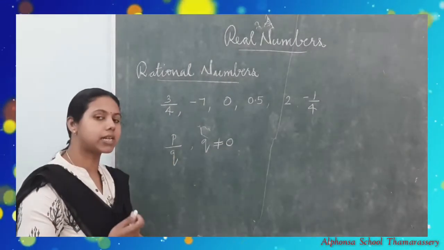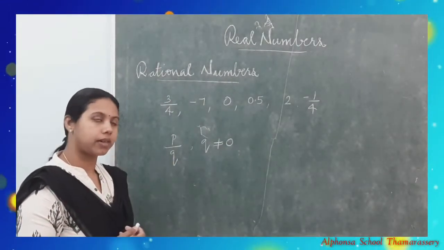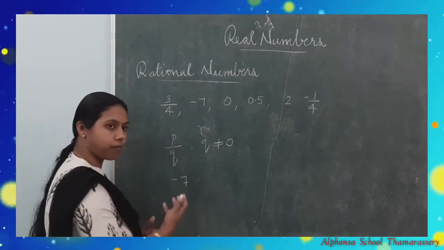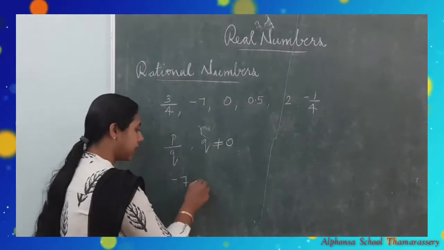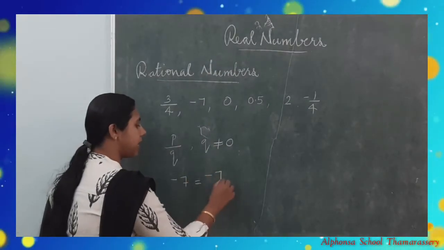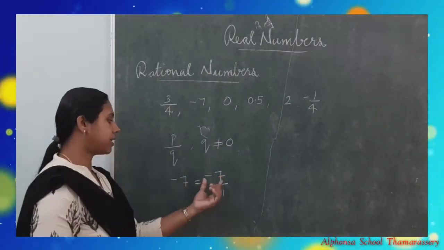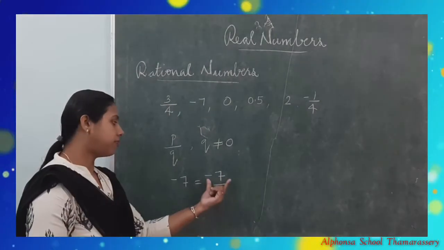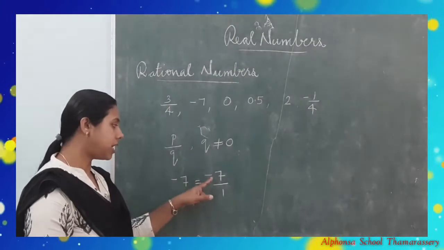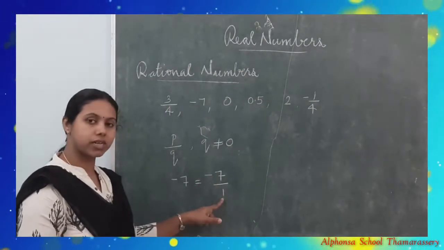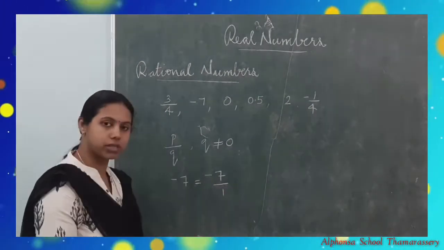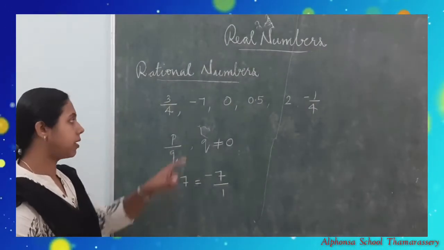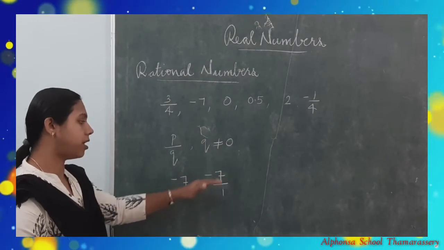Minus 7. Is it a rational number? Yes, it's also a rational number, because we can write this negative 7 in the form of P by Q. That is, we can write minus 7 by 1. Minus 7 by 1 is equal to minus 7. So it is in the form of P by Q, where P is equal to minus 7 and Q is equal to 1, and Q not equal to 0. So this is also a rational number because we can write it in the form of P by Q.